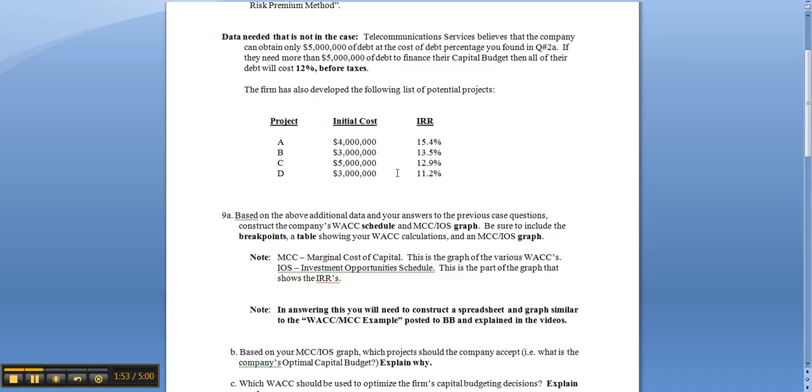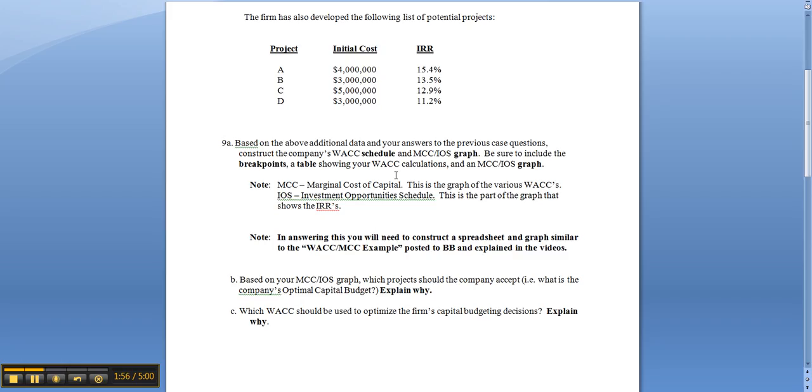And then question down here where I have 9A, this basically replaces question 9 in the case itself. Question 9 in the case has you do the retained earnings breakpoint up to that point, but I want you to add the debt breakpoint and then do that full schedule and full graph like we did in the example. So that's all this says.